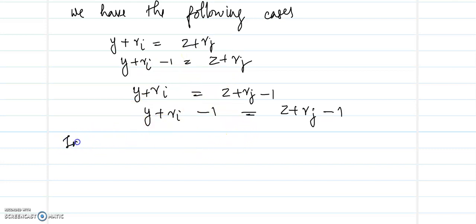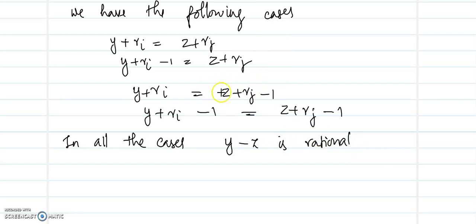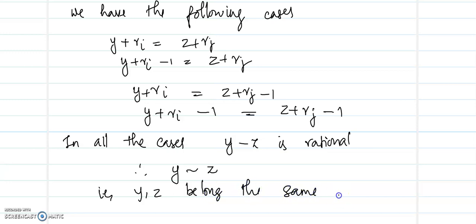In all the cases, when we take y minus z, it is rational. So in all the cases y minus z is rational, because it is some combination of Ri, Rj and 1. So that is always rational. Since y minus z is always rational, y will be related to z. If y is related to z, that means they belong to the same equivalence class.